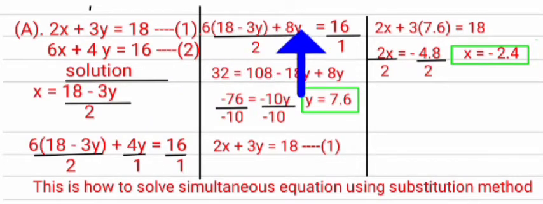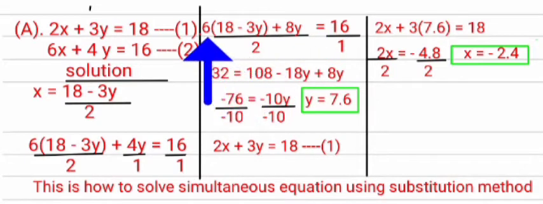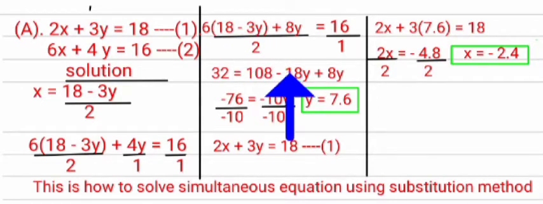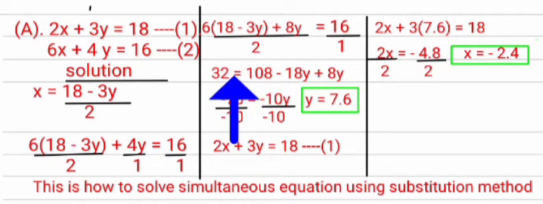So after we've done this, the next thing to do is to what? Cross multiply. Then we open this bracket. So after opening this bracket, 6 times 18, that will give us 108, and 6 times what? Negative 3y, that will give us negative 18y plus 8y. So what do we need to do next? The next thing we need to do is collect like terms.